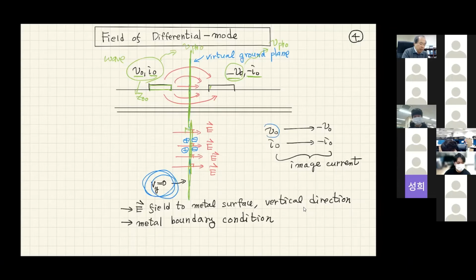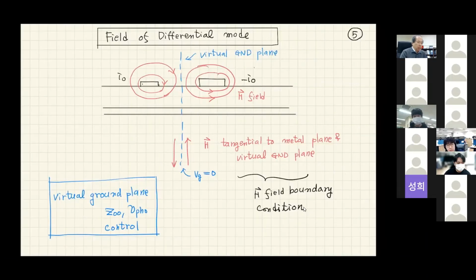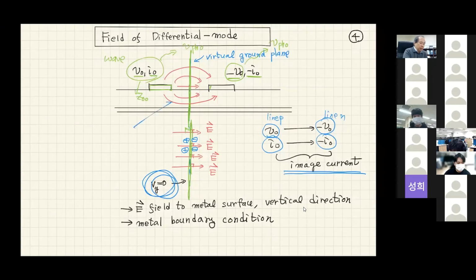And for the voltage on line P and line N, we have opposite polarity and the current has opposite polarities. In electromagnetic field theory, we say that it is an image current. So when you are designing a differential signaling scheme, you should be able to imagine this voltage wave and current wave, the image voltage and image current, the virtual plane, and also the field distribution. You should be able to imagine this field distribution as well. In this case, this is a case of electric field.